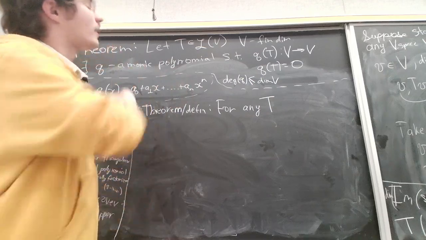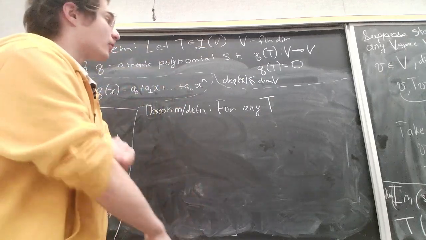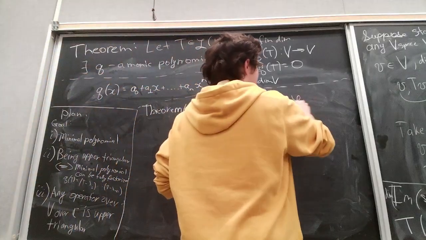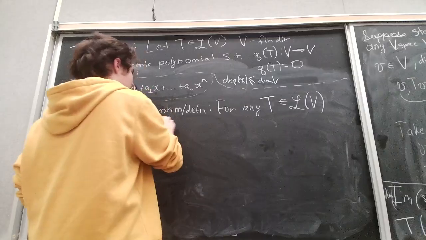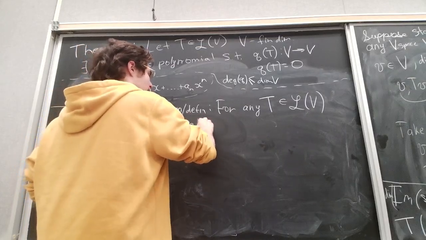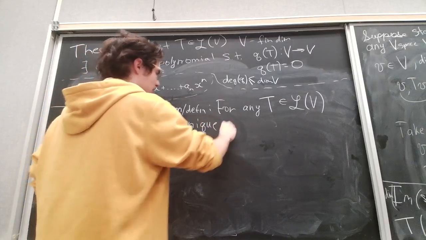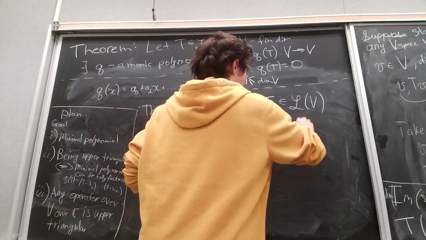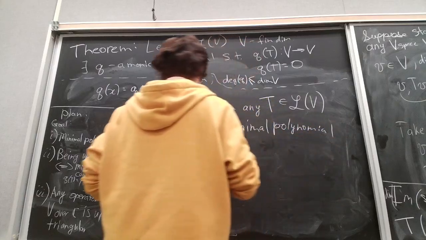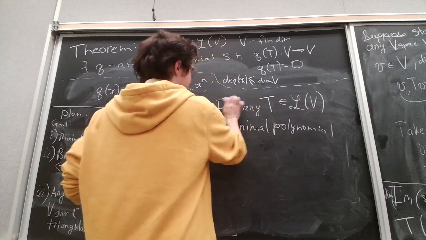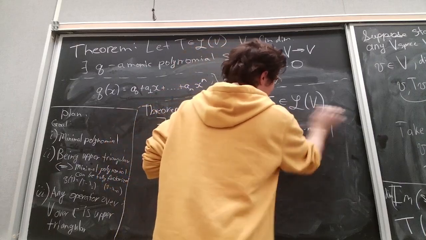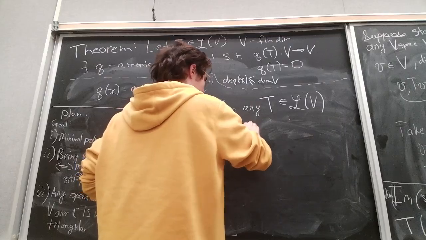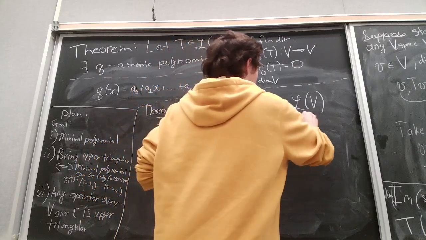Okay, so back to the minimal polynomial story. For any operator t, there exists a unique minimal polynomial. Well, sorry. A unique polynomial of lowest degree.